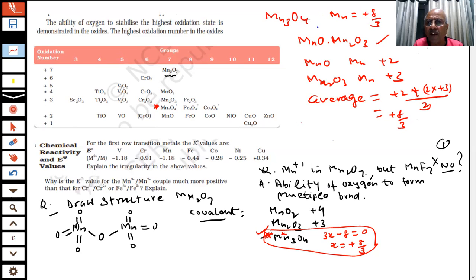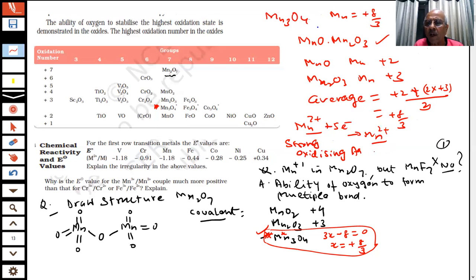You know that if you have Mn7 plus, then it will act as an oxidizing agent. It gains 5 electrons and goes to Mn2 plus. Mn2 plus is a stable oxidation state of manganese, d5. Then it will act as a strong oxidizing agent.